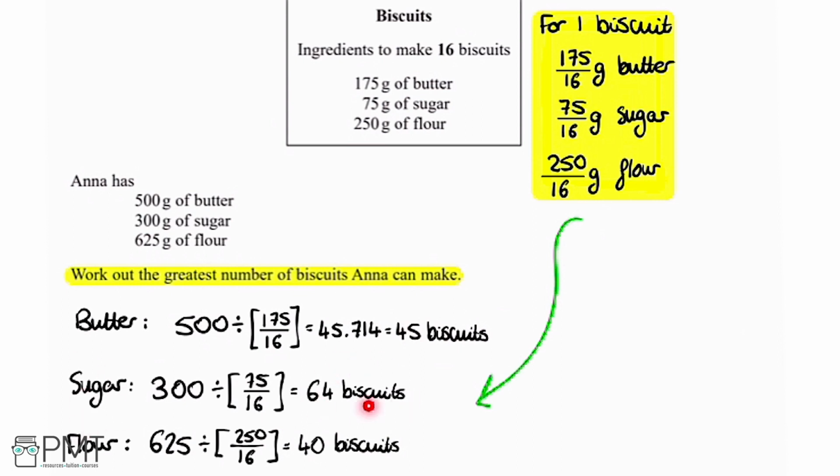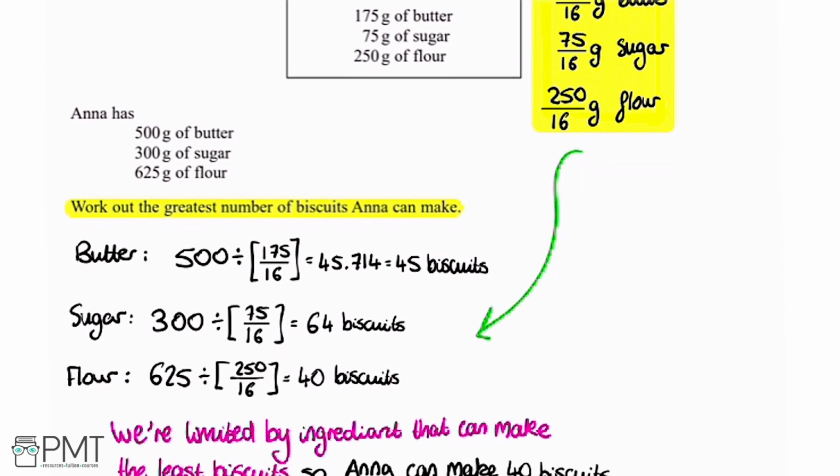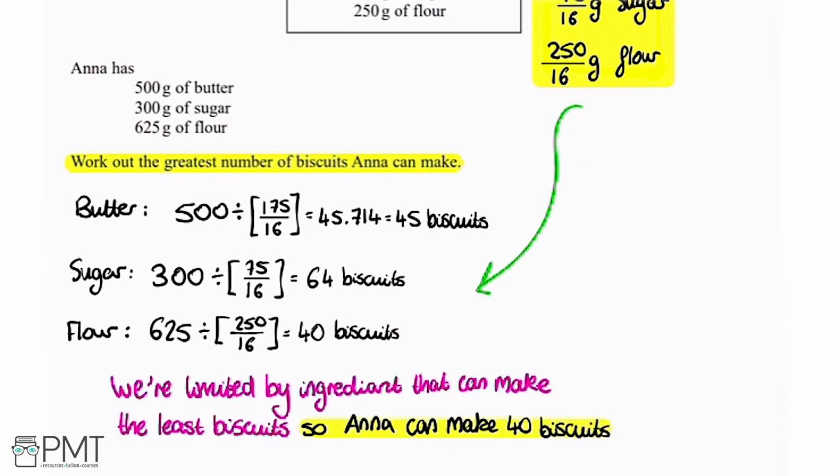Or we can make 64 biscuits with this amount of sugar if we had enough butter and flour. But we only have the ingredients that we have, so we need to look to see which is the lowest number here. And that's this one, 40 biscuits. So Anna can make 40 biscuits. So we get 2 marks for this working here, and our third and final mark for realising that it's 40 biscuits that Anna can make.